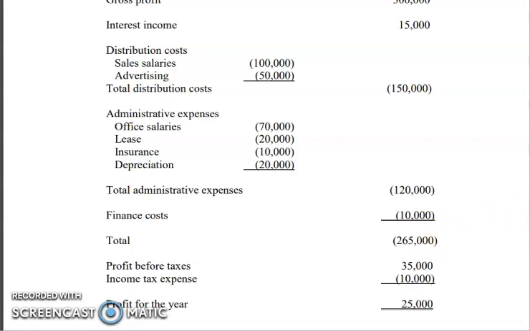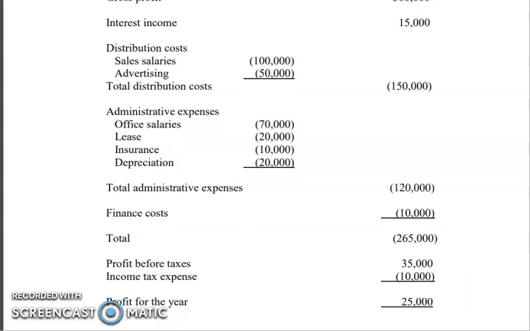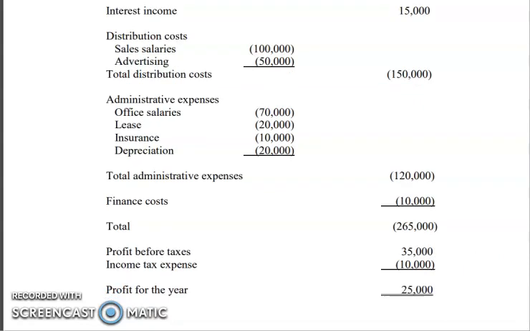265,000. Okay, so then to be able to come up with the profit before tax, you take your gross profit, subtract off the 265,000 to give you your profit before tax of 35,000. Then we have income tax expense of 10,000, and we have profit for the year of 25,000.